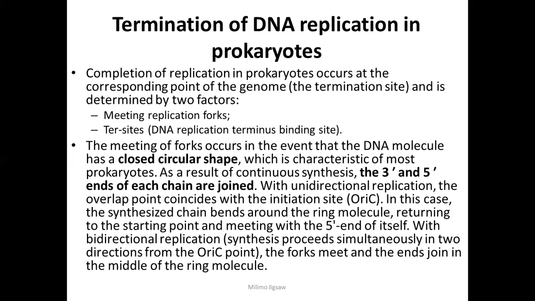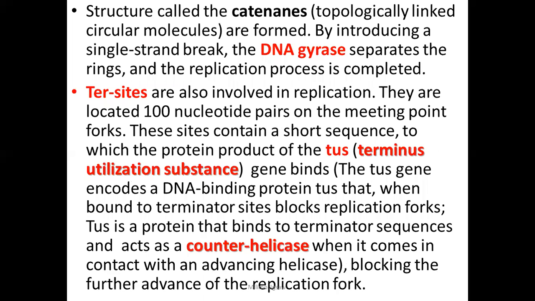The meeting of the forks will occur on a DNA molecule with a closed circular shape. Most prokaryotes, bacteria for example, have a closed circular shape. So when those two replication forks meet, as a result of that continuous synthesis, the 3' and the 5' ends of each chain are going to meet and join, which is going to lead to DNA termination.